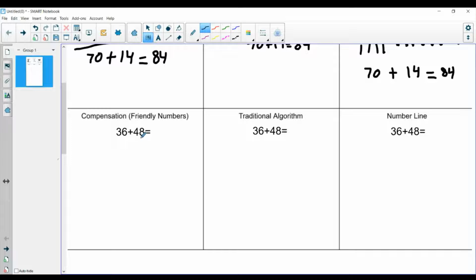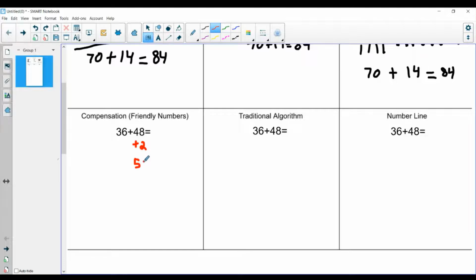48 is closer to 50 than 36 is to 40. So we're going to change 48 into 50. We can do this by adding 2 to 48. So for 48, I'm going to add 2. This is going to give me 50.